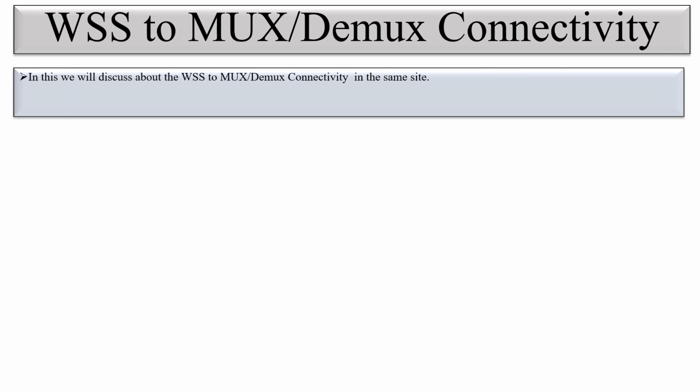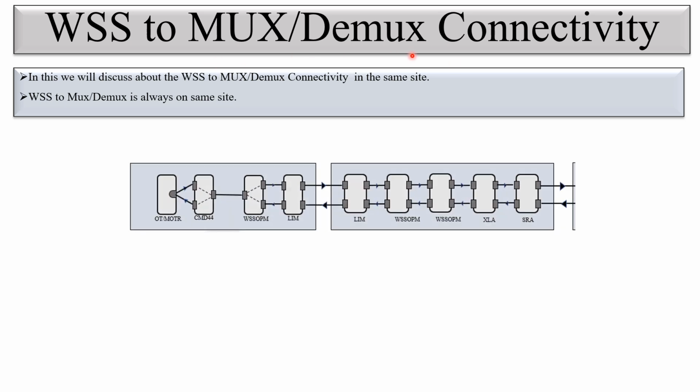So hello friends, in today's video we are going to discuss WSS to MUX DMUX connectivity. WSS and MUX DMUX connectivity is always on the same side. So let's see. We will use this circuit diagram for our reference to show the connectivity between WSS to MUX DMUX.